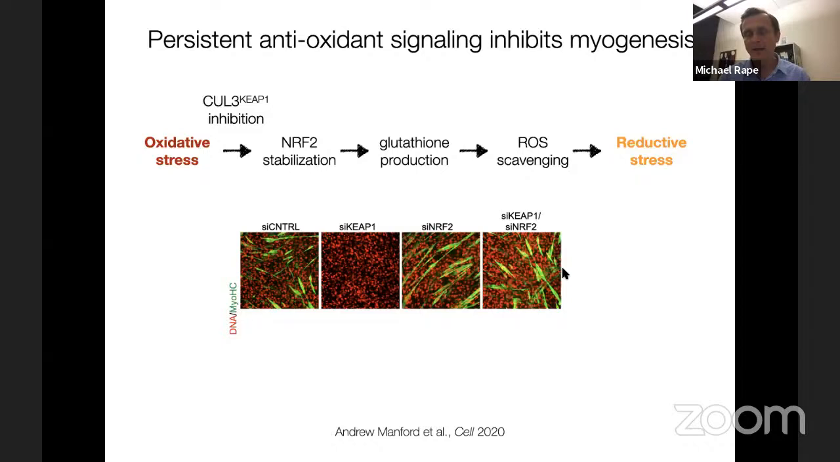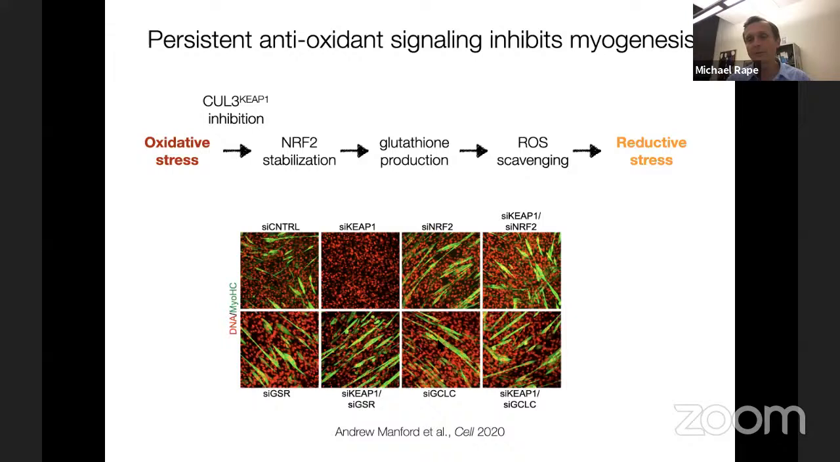We actually could take it one step further. If you take down targets of NRF2 as a transcription factor, it has hundreds of targets, but the antioxidant ones are probably the important ones for this. If we get rid of, for example, enzymes of glutathione production, you could also rescue this KEAP1 depletion, 100%. So it basically told us it was reductive stress that blocked differentiation into myotubes.